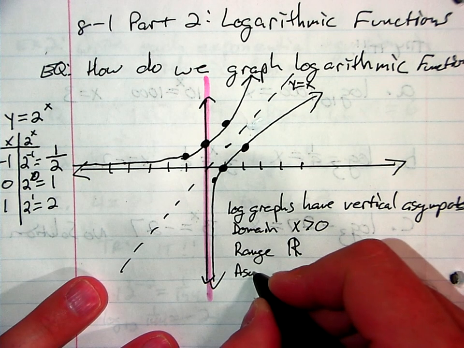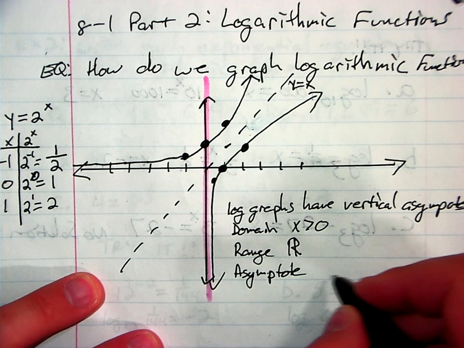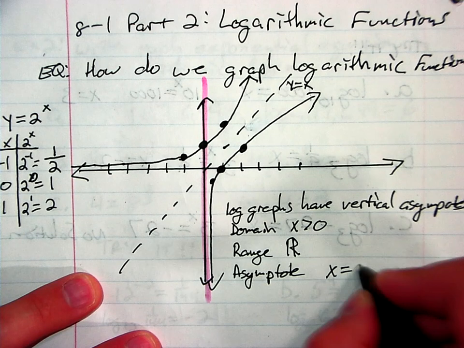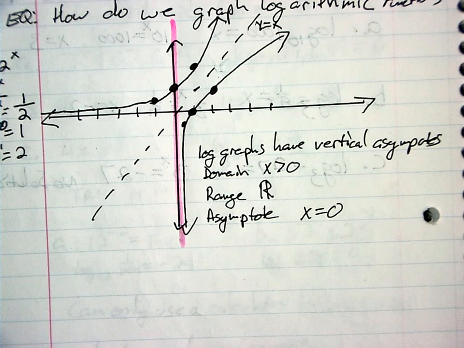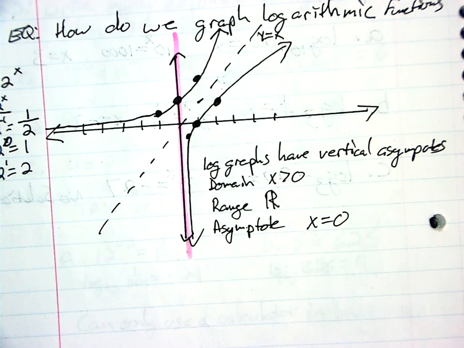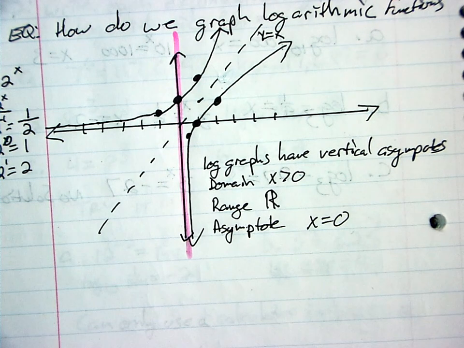Our asymptote is at x equals 0. Normally the domain is all real numbers, not the range. Yep, because our graph reflected over this. So our horizontal went vertical. Because it's the inverse, it's the opposite pretty much.